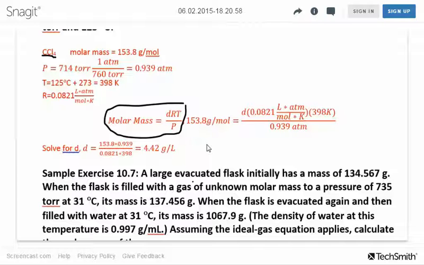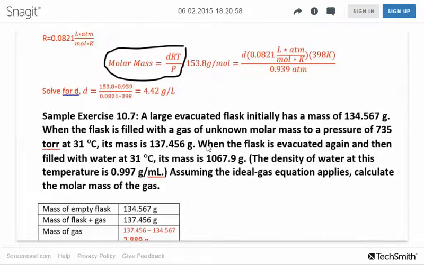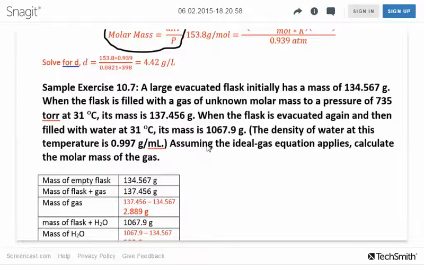We can see another application using density of gases in order to find the molar mass. Here's another problem. This one has a lot of experimental data. I'll give you a minute to read it over.